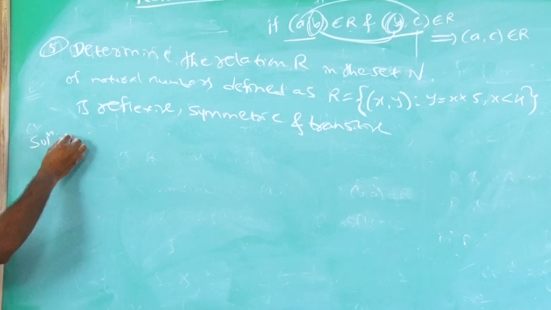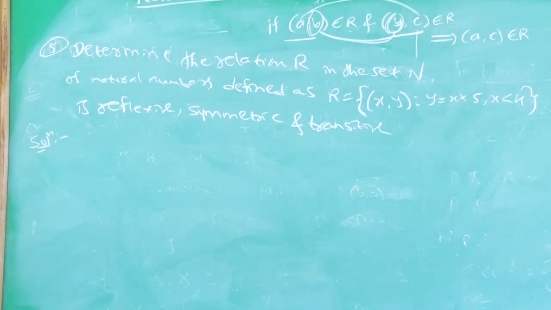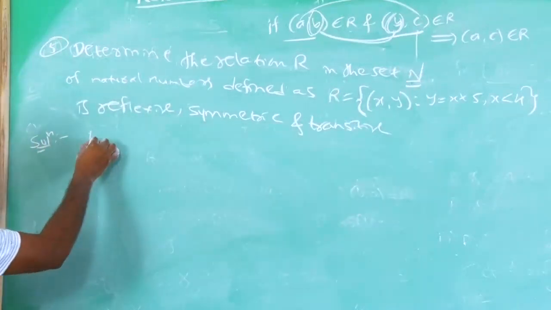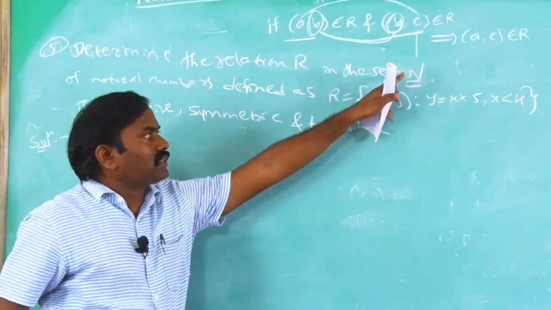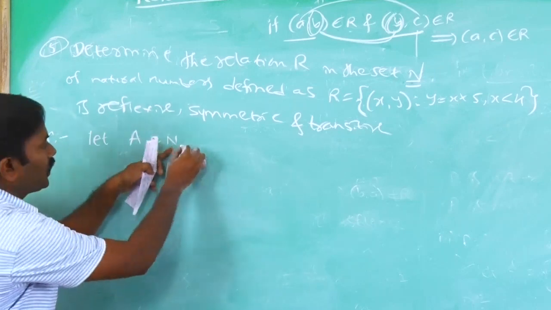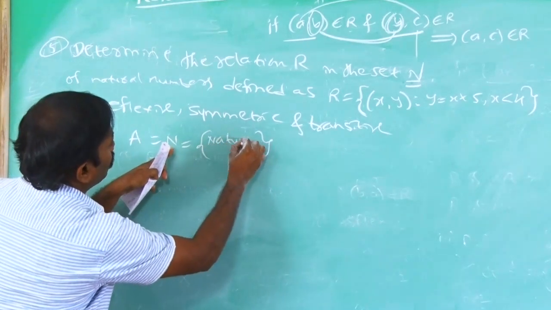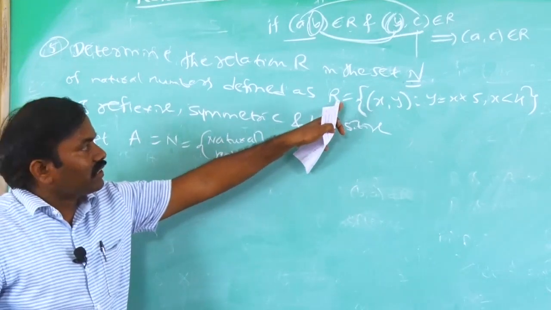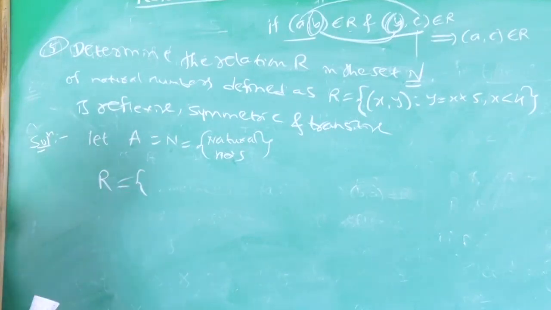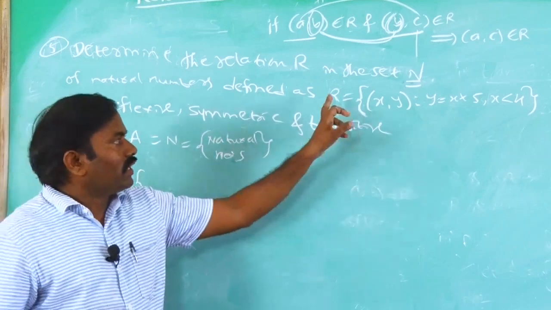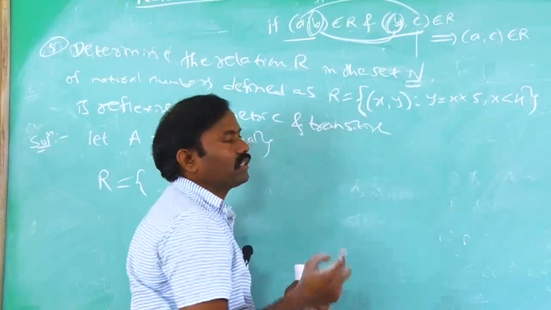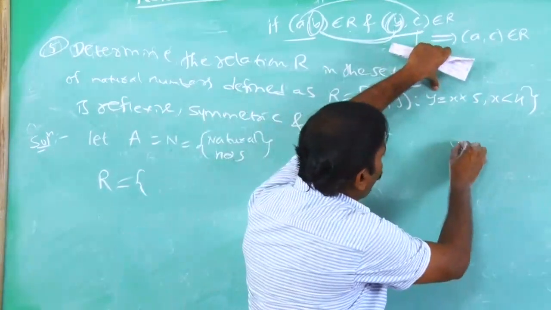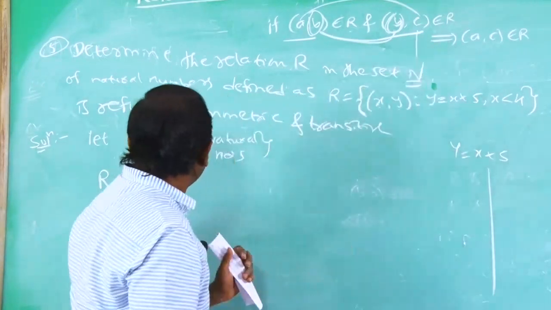Now take the solution. In the solution, first write the non-empty set. Here the given set is N, which indicates the set of all natural numbers. So A equals N, the set of all natural numbers. On this set A, this relation is defined. Using this set A, first of all find the relation set. A pair is in the relation only when the pair's second element is equal to the first element plus 5. So y equals x plus 5. Using this condition, find the relation set.